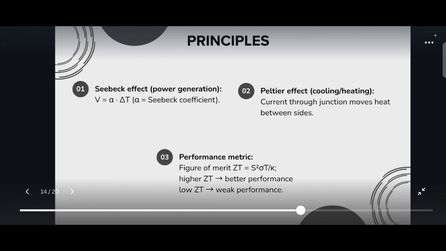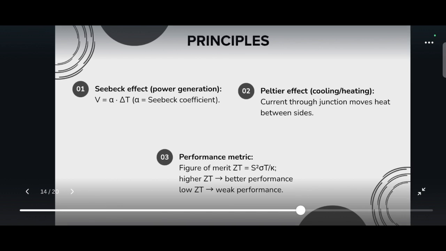Peltier effect. Current through a junction moves heat between sides. Actually, this is the opposite of the Seebeck effect. Instead of heat creating electricity, electricity moves heat. So for example, if I apply current, one side becomes hot and the other side becomes cold. And that's how mini fridges and CPU coolers using Peltier plates work.